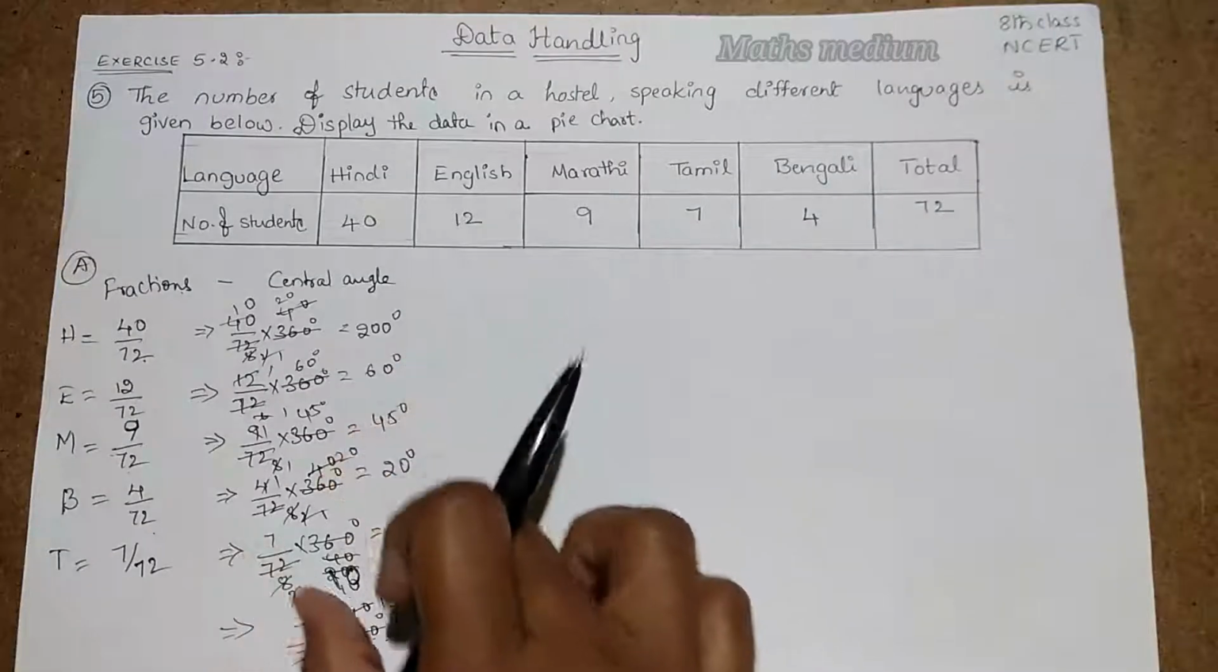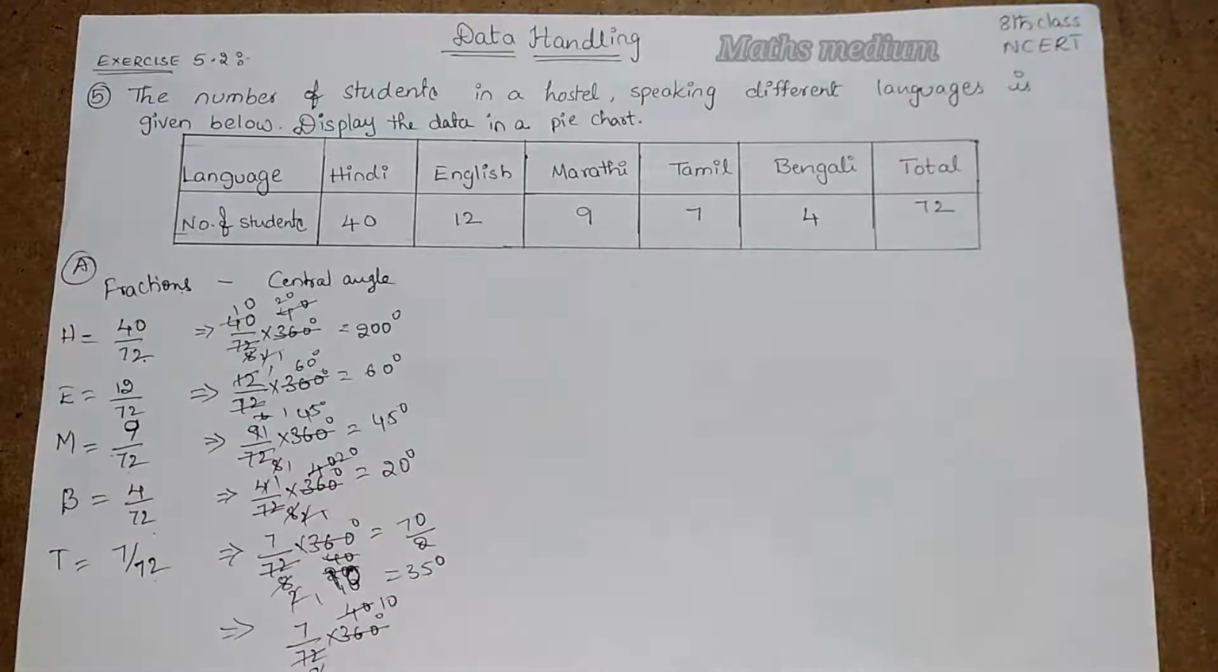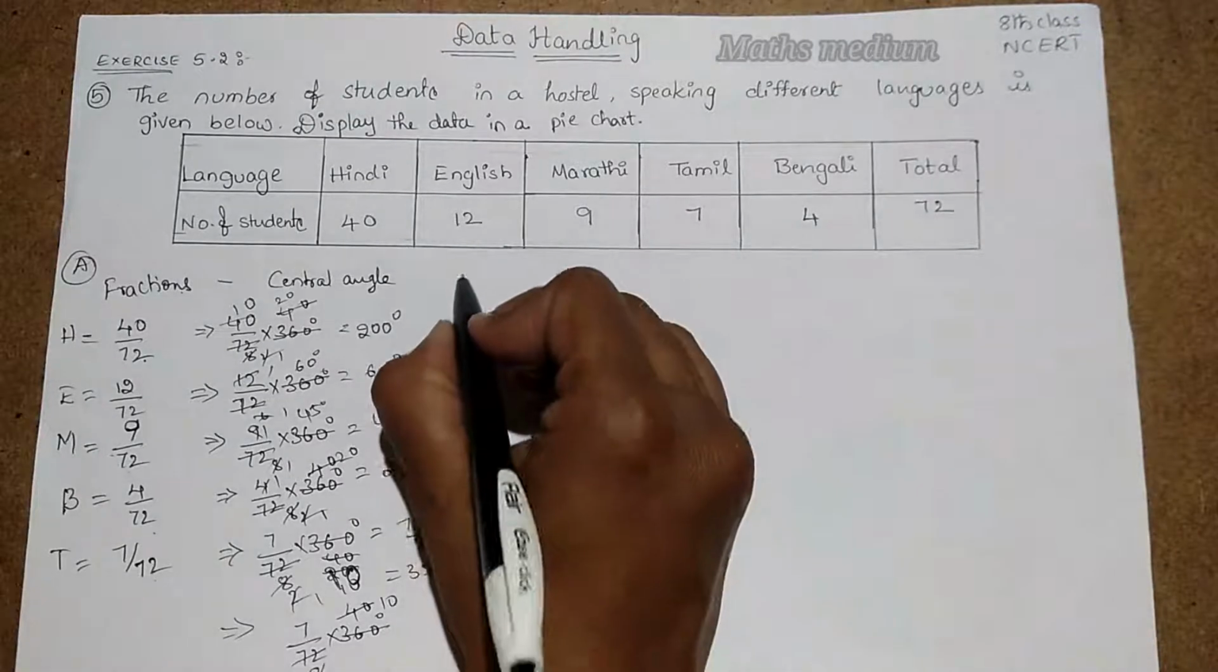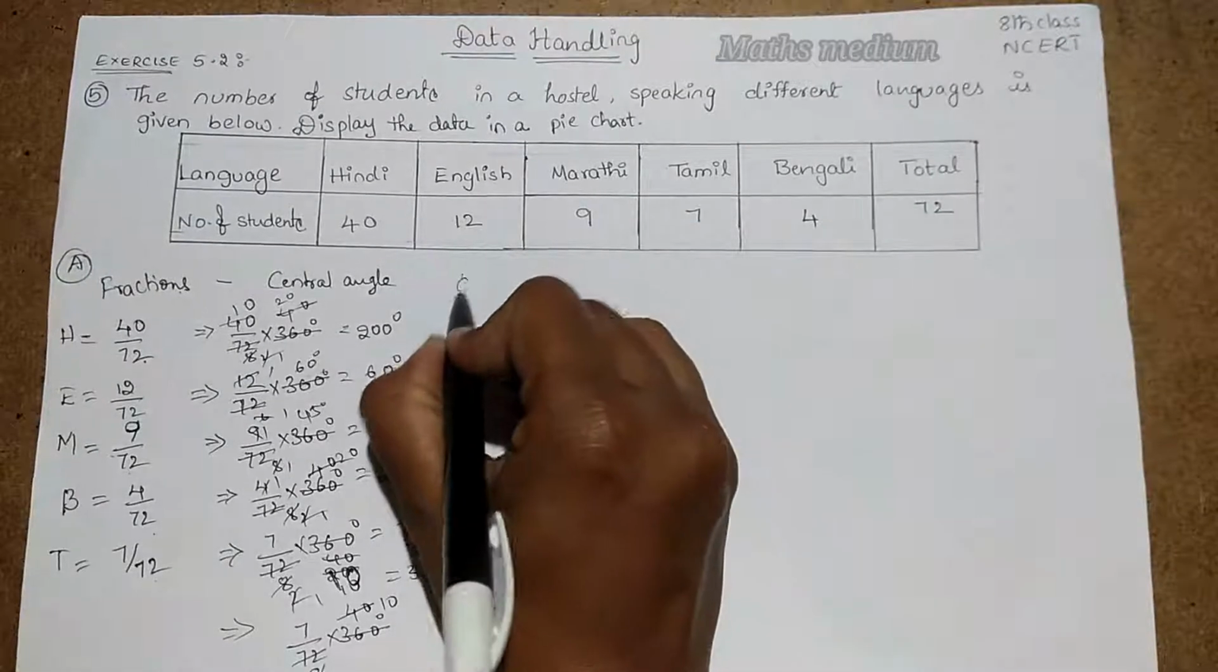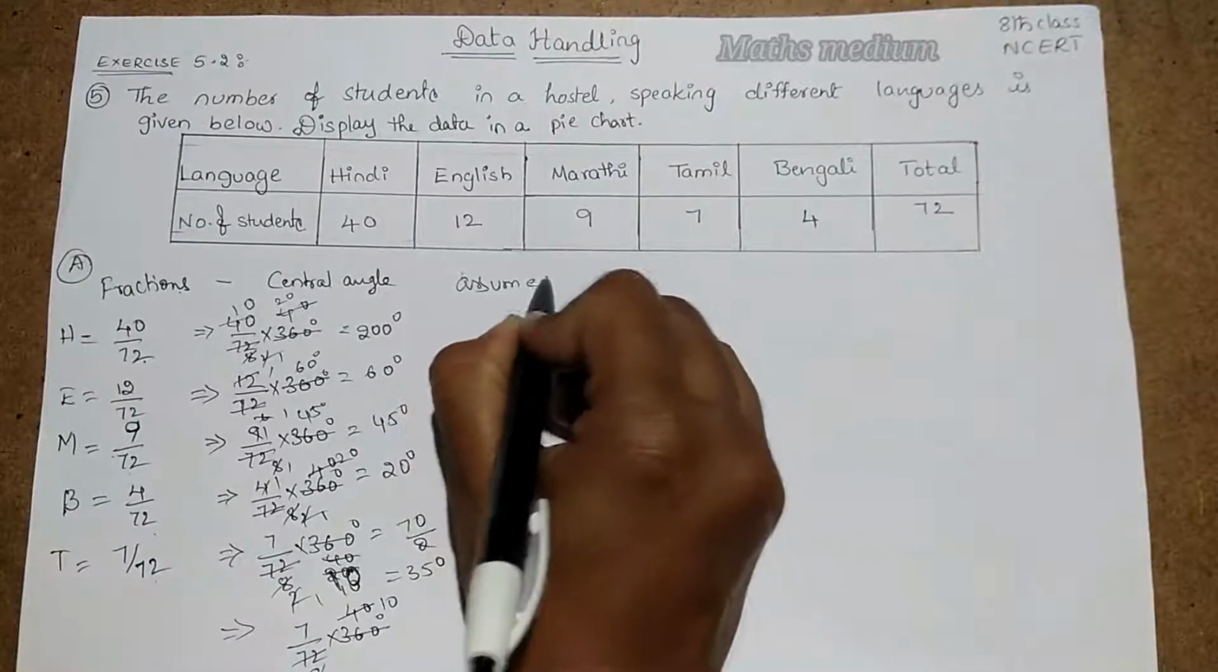Now we are going to represent these angles through the pie chart. So let's move on to take the pie chart. So I am taking assumptions here. Assume.